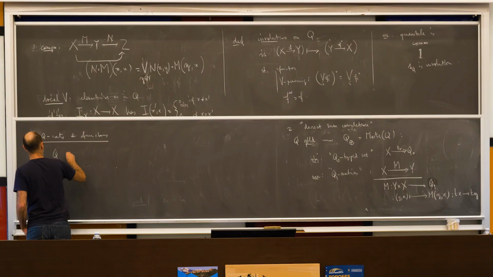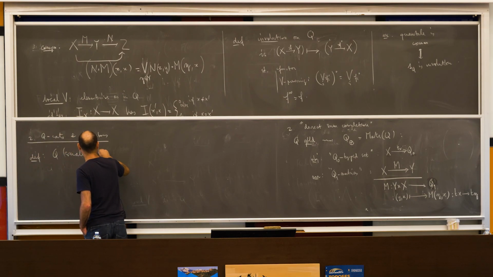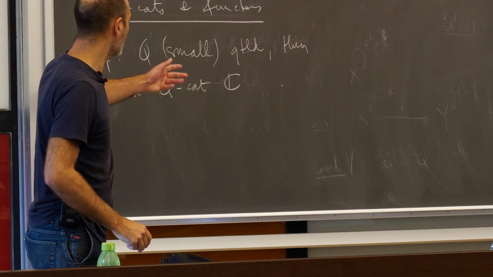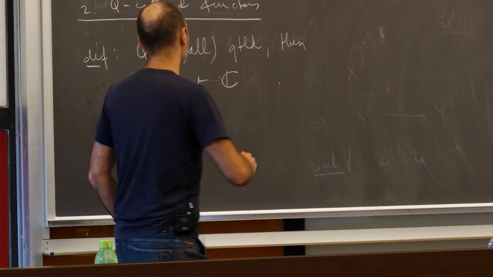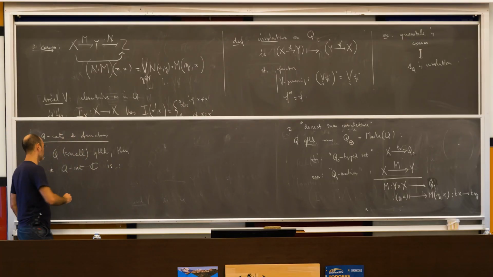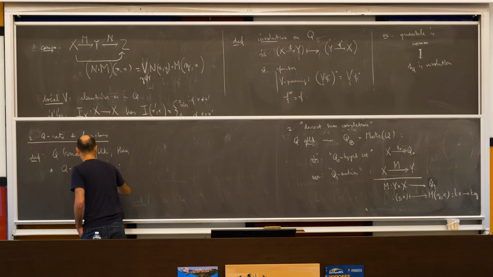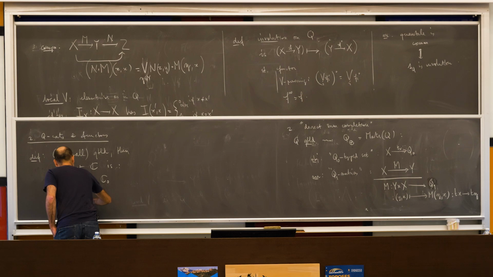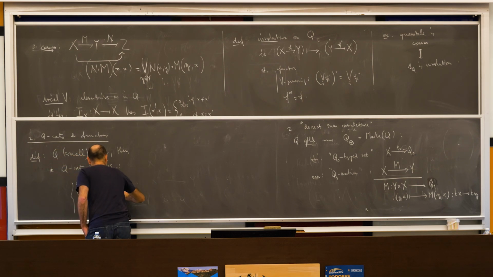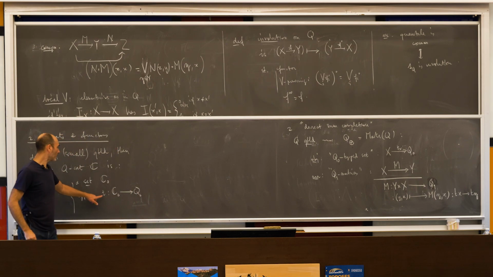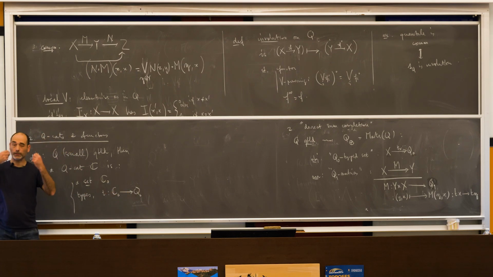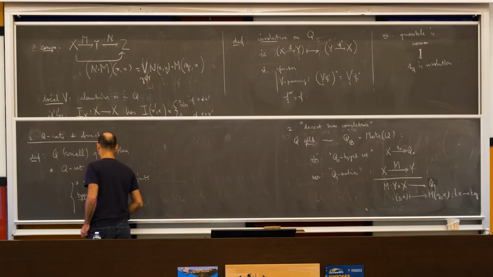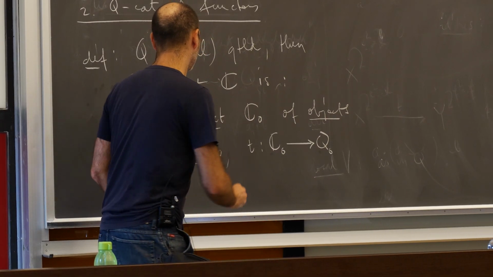So take any small quantaloid, just to be on the safe side. Then a Q category, which I'll write as C, is to give a set of objects, a set C0, which I think of as the objects of my Q category. It has to be typed, so I have to give you a function from the objects of this category to the objects of the quantaloid. So every object has its own type in the quantaloid. So a set of objects, types, and homs.